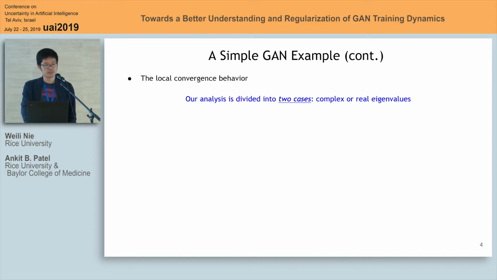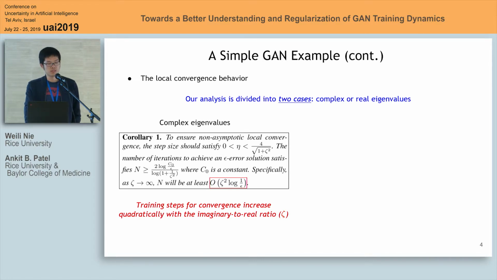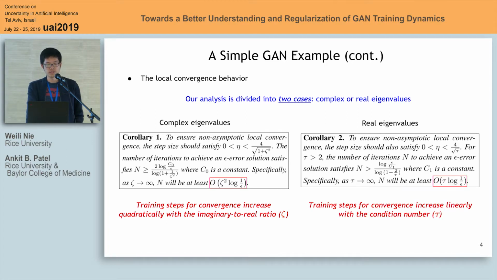After that, we can provide the local convergence behavior in this simple GAN example. Our analysis is divided into two cases, complex or real eigenvalues. First of all, if there exist complex eigenvalues, we can show that the training steps for convergence increase quadratically with the imaginary-to-real ratio represented by zeta here. And if there exist real eigenvalues, then the training steps for convergence increase linearly with the condition number represented by tau here.